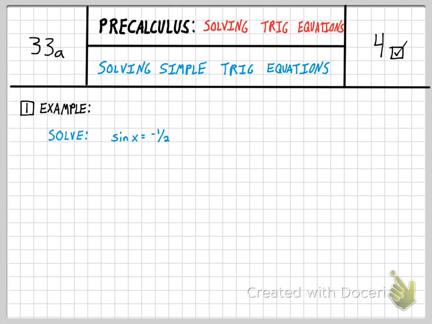This is Pre-Calculus Concept 33A. We're going to look at solving some trig equations, and we're going to start off with a couple that are a little bit simple and then gradually add some more difficult trig equations.